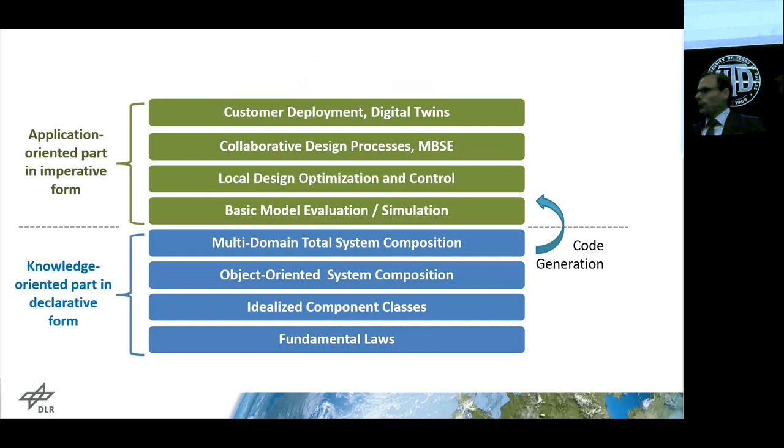And then we can go on and further build the house. We can start to do design optimization, control design. We can go into this MBSE topic or whatever buzzword you like to have at the rooftop of your house. With green, I mark the application imperative part, and the blue part is the knowledge-oriented part. So that is how our house is supposed to be.